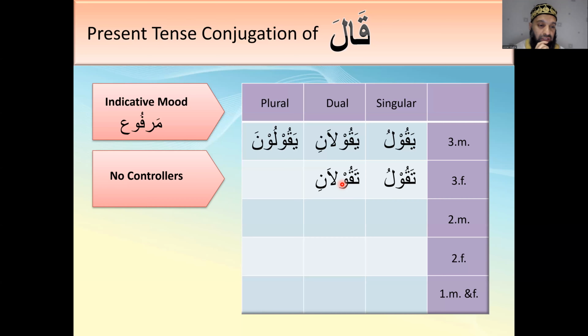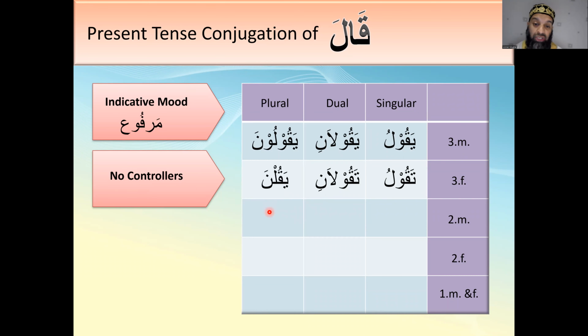Taqulna, taktubu, taktuba. We're in yaqulu now, we're in qala, so it's not going to be kataba. Over here it would be yaktubna. So look at the table: beginning with a ya, ending in a na. So what do you think it's going to be? It's going to be yaqulna, yaqulna.